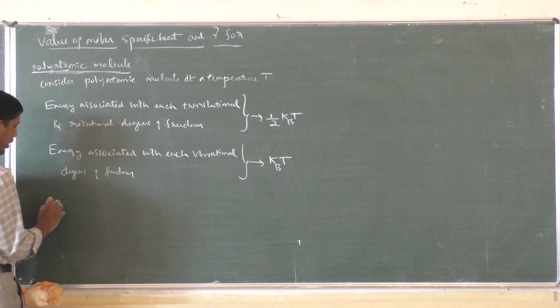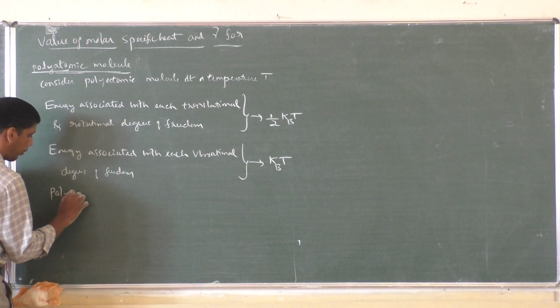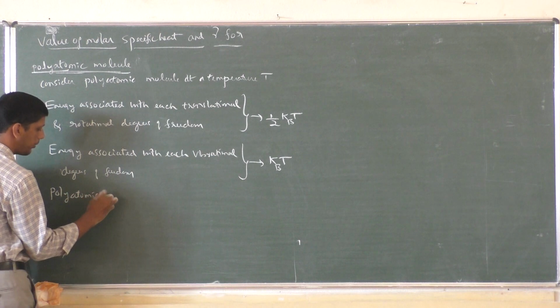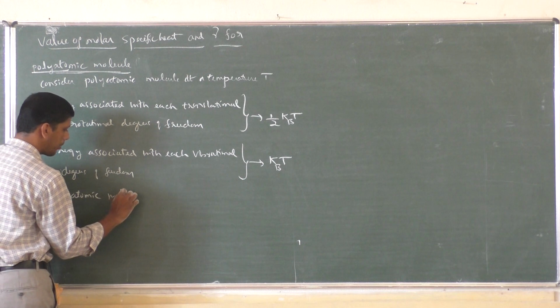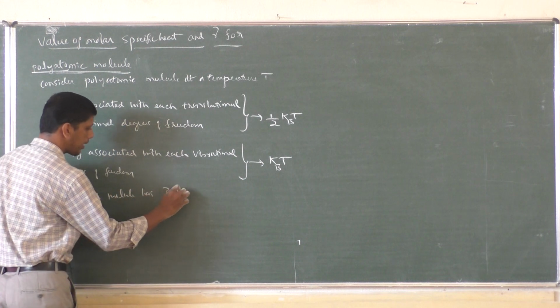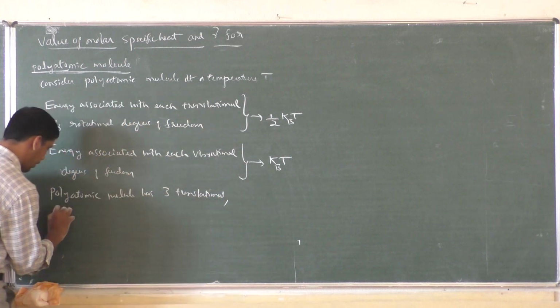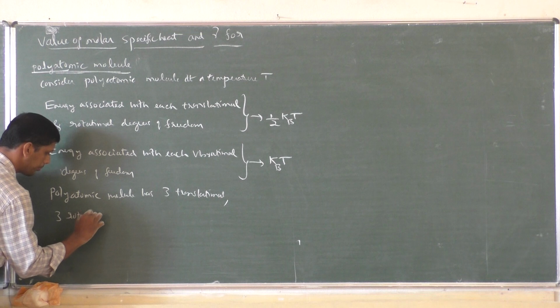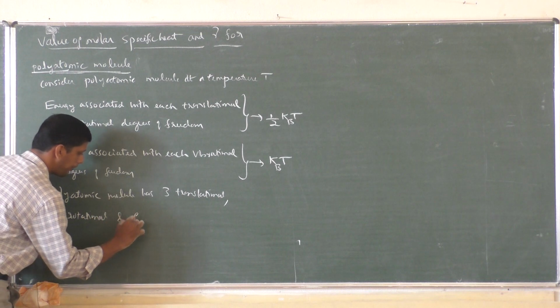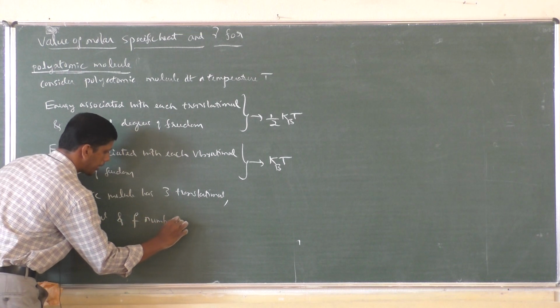Now the polyatomic molecule, how many degrees of freedom will it have? A polyatomic molecule will have 3 translational, 3 rotational and F number of vibrational degrees of freedom.